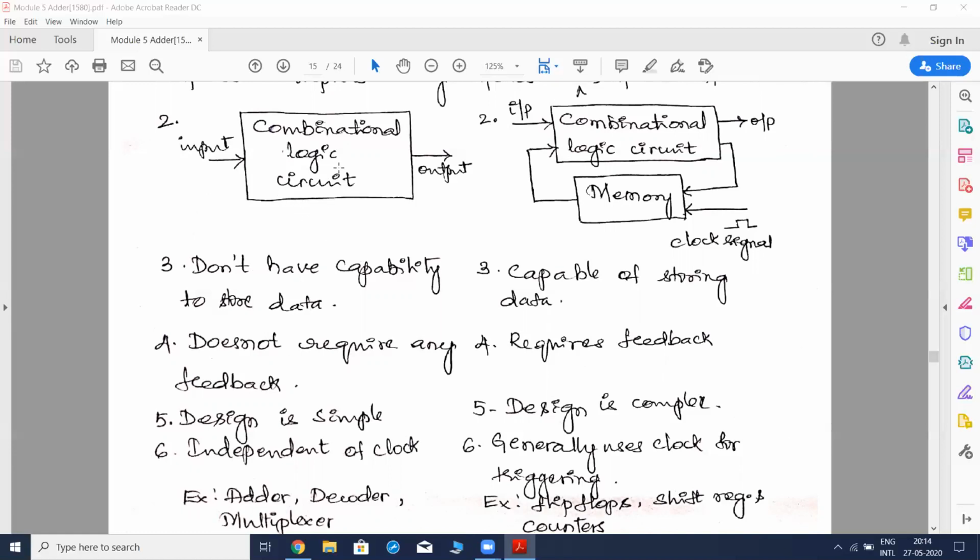Which one? The combinational logic circuit. It doesn't require any clock signal. You just give the input at that instant. Depending on the input combination, our combinational logic circuit will give us the output. Hope you remember the adder, how it worked, and the decoder, as well as the multiplexer. They are all independent of the clock. They need not be synchronized with the clock signal. Such circuits are called combinational logic circuits.